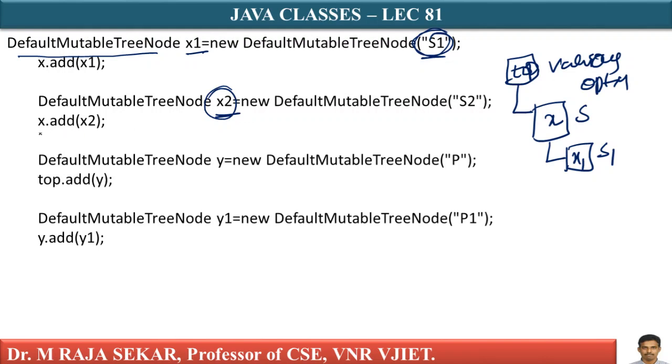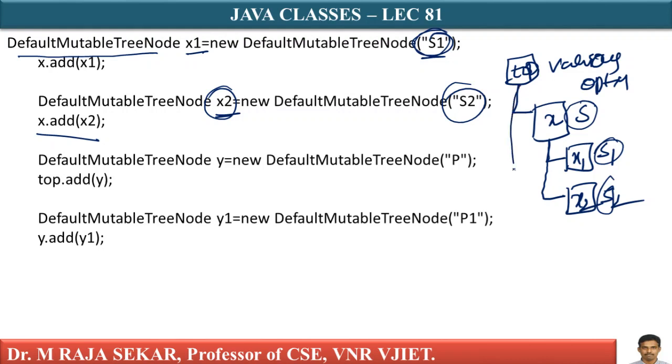This X2 is also X.add(X2). X.add(X2) means I am adding X2 to X only. The name of X2 is S2. That's what I am saying: various options is the root node, in which S is a subfolder, in which I am keeping S1 and S2. In a similar manner, for top I have to add another one, P.